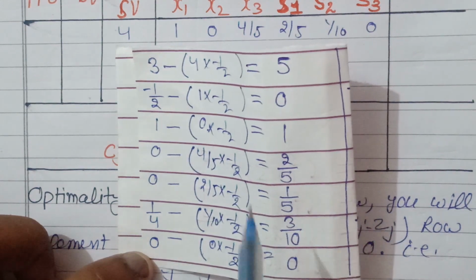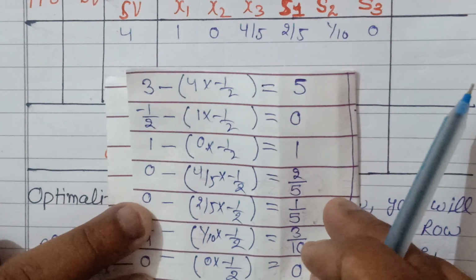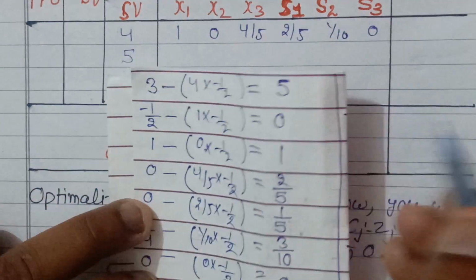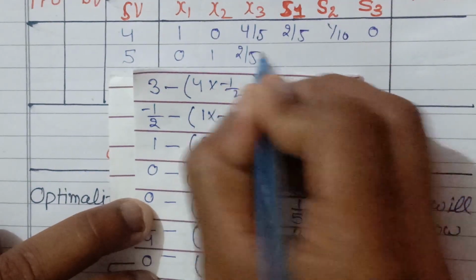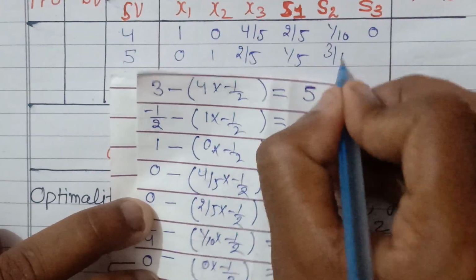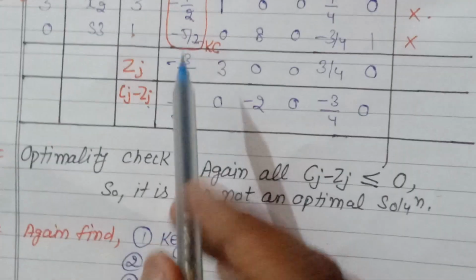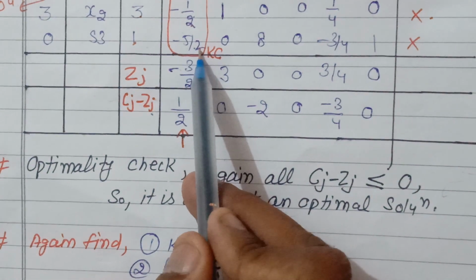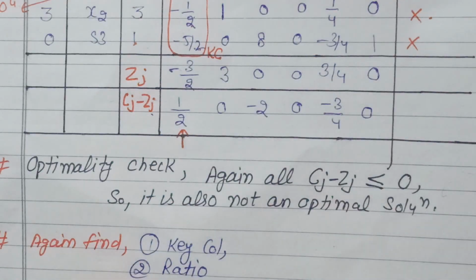Let us now mark these values in simplex table 3, again in the form of a row. So this is 5, this is 0, this is 1, this is 2 by 5, this is 1 by 5, then 3 by 10, and this is 0. Now one more thing, we have to make this minus 5 by 2 as 0.